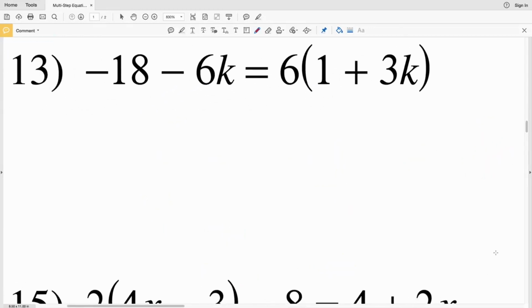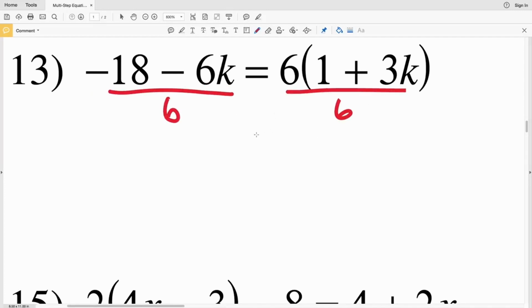Number 13. Negative 18 minus 6k equals 6 times the quantity 1 plus 3k. Now there's a couple of different ways to do this. Again, since they're multi-step equations, there's not necessarily one way. So we can start by distributing this 6. Or, since 6 goes into 6k evenly and negative 18 evenly, I'm going to start by dividing by 6.